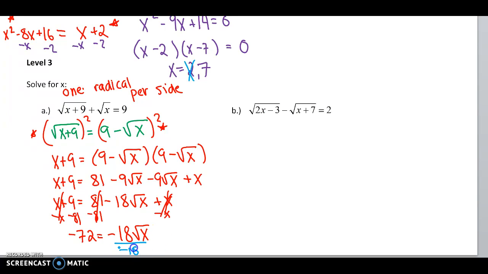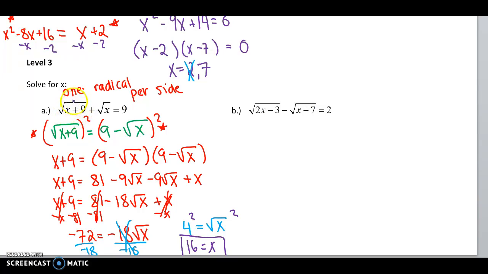You can divide both sides by negative 18. If I multiply by 18 and divide by 18, those will cancel. And then negative 72 divided by negative 18 is going to give me positive 4. So I'll have positive 4 equals the square root of x. And finally, I can get rid of this radical, square both sides, and I'll get 16 equals x, which you can go ahead and plug in here to make sure you got the correct thing.